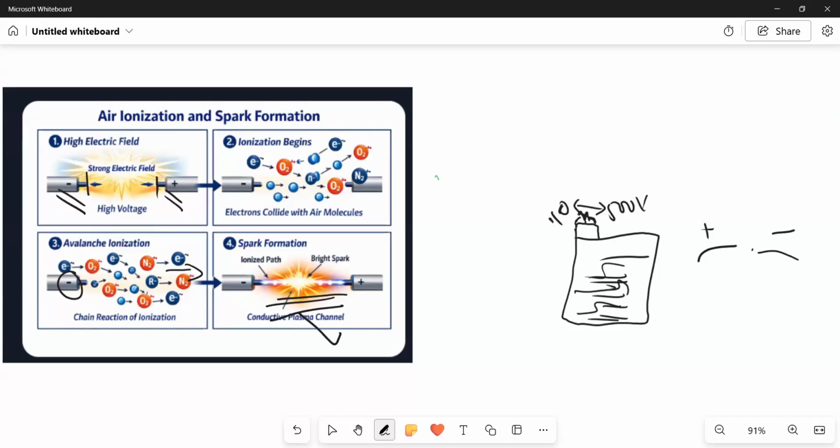And because of this little gap that is there, the thing flies across. There's an arcing between here. And when that arcing takes place, it can light a cigarette, it can light your stove. So those are some good use cases of static electricity. There are plenty of use cases.